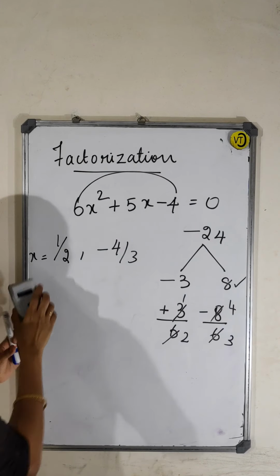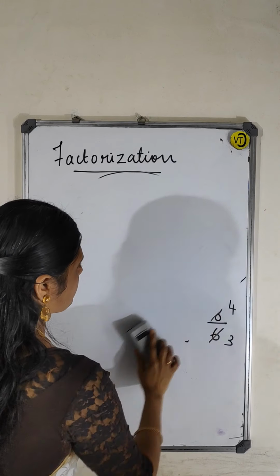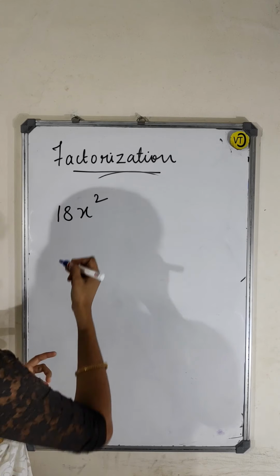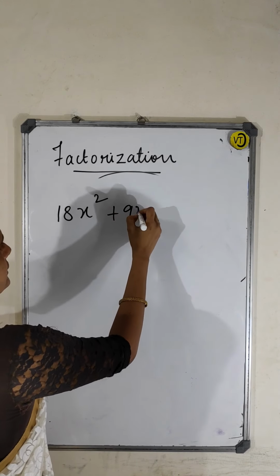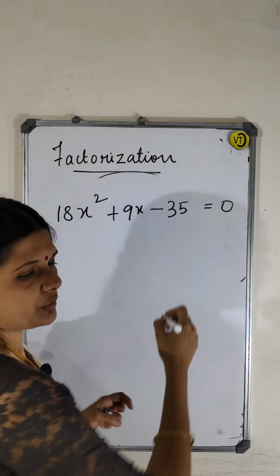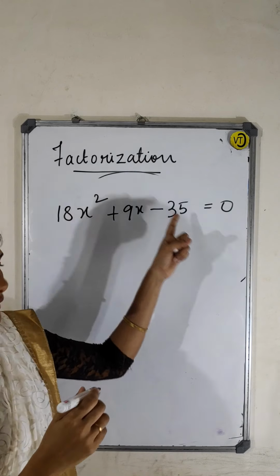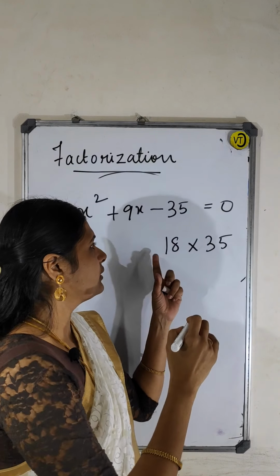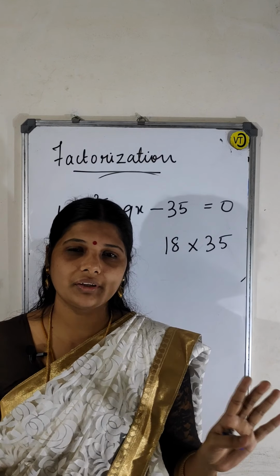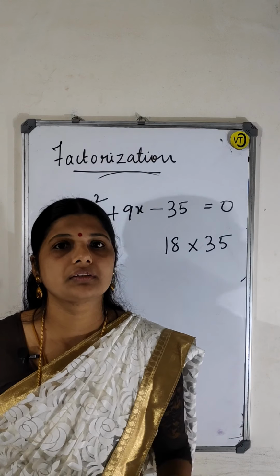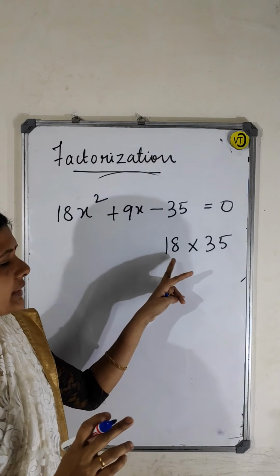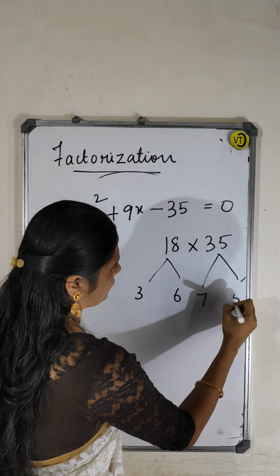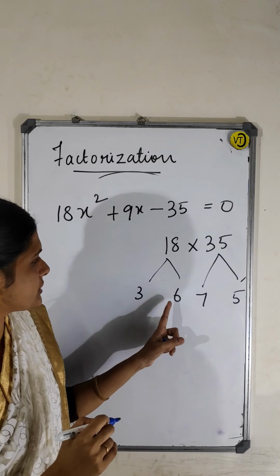Yeah. Okay, the next question is 18x square, a little bit bigger number now. 18x square plus 9x minus 35 equal to 0. 18 into 35, see, listen guys. You don't multiply; 18 into 35 will be 630. You don't want to multiply, again a big number, and again you have to separate. So we don't want this. What is 18? How can you write it? 3 into 6. And 35 is 7 into 5. Correct? So 3 into 6 and 7 into 5.